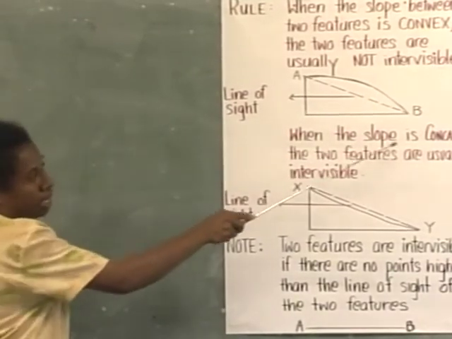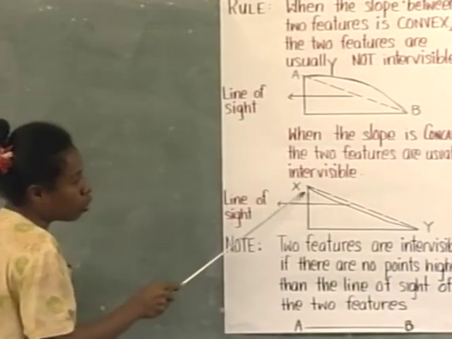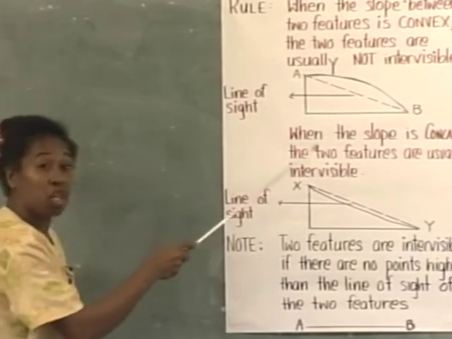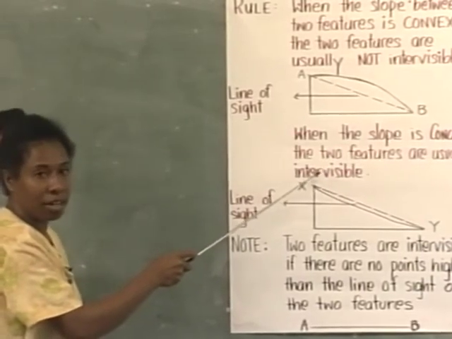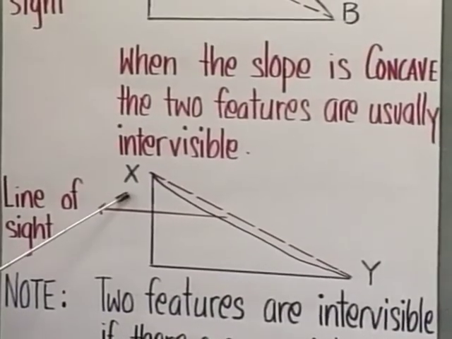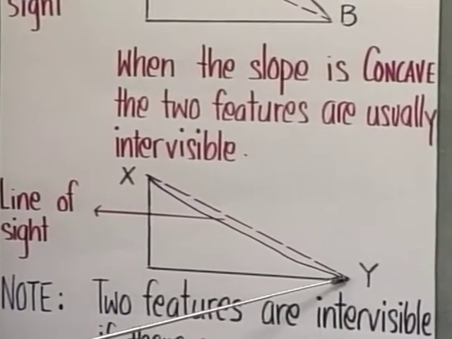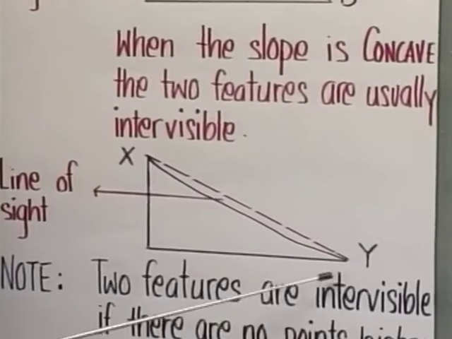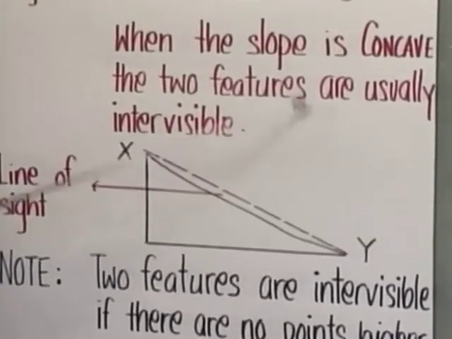When the slope is concave, a slope that goes in, the two features are usually intervisible. So if I stood at X, I will be able to see what's at Y or someone at Y and vice versa. So that's a point or a rule to remember.